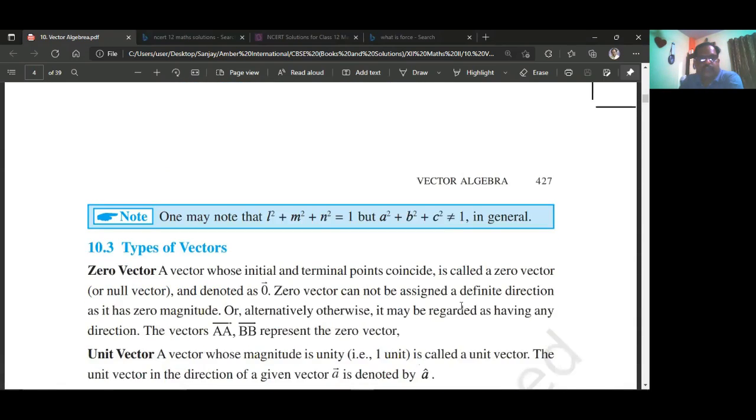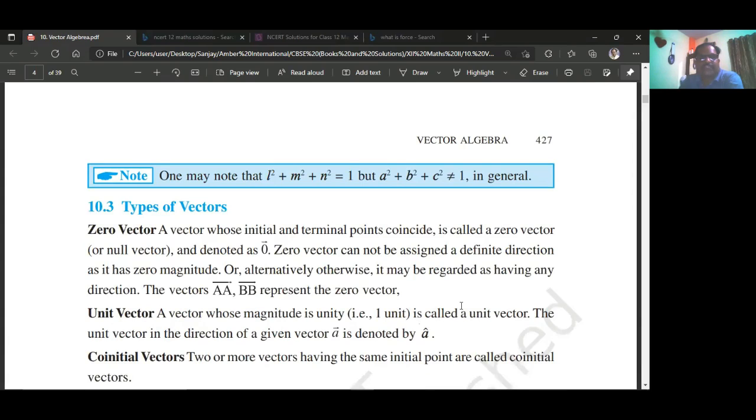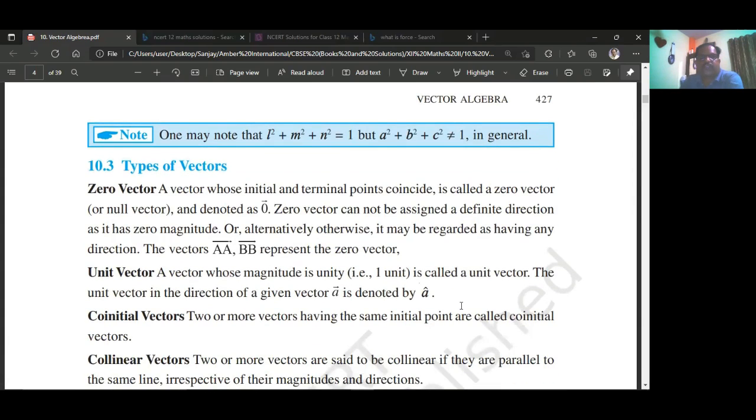Now we'll move ahead. We have some types of vectors. Which are the types of vectors we have? The first one is a zero vector. They are very simple. Just the name itself will indicate what it could be. A zero vector is simply a vector whose initial and terminal points coincide with each other. It means the vector with magnitude 0. Any vector with magnitude 0.